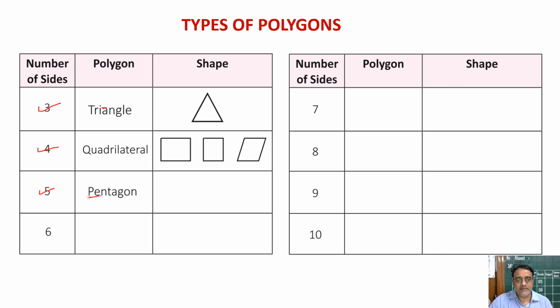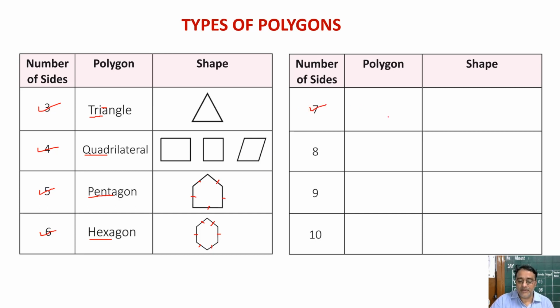Penta means 5 होता है, or quad means 4 होता है, tri means 3, okay. So this is the rough figure of pentagon. See, 1, 2, 3, 4, 5 sides. Now the next one is 6 number of sides. The name of the polygon is hexagon. Hexa means 6. See this figure, 1, 2, 3, 4, 5, 6 sides. So this is hexagon.